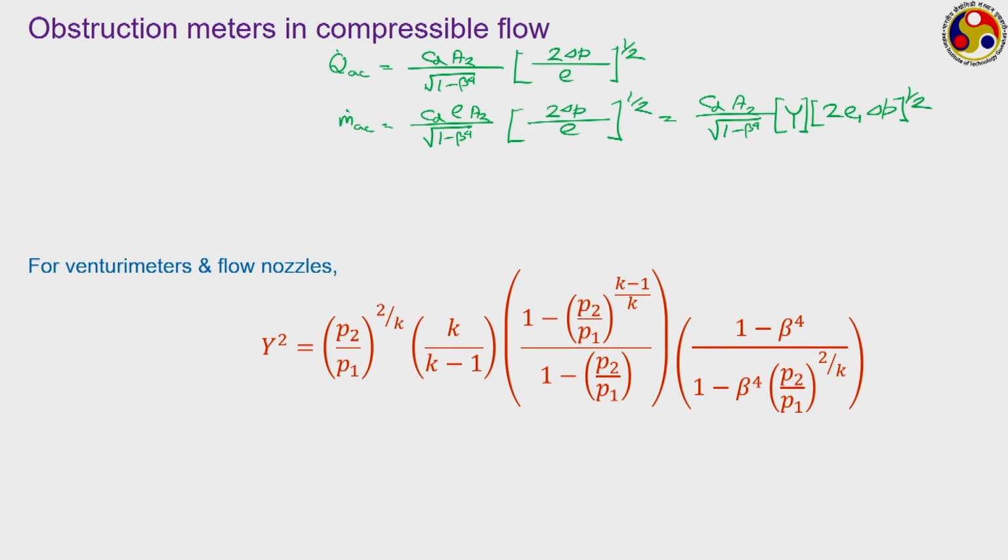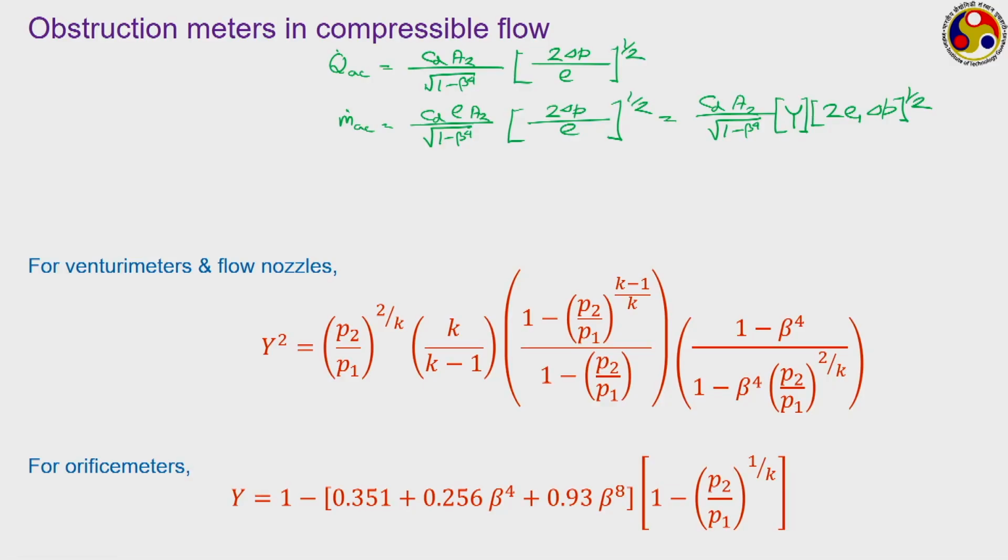You can easily derive this one following the isentropic flow situation in compressible flow theory, you can refer to any standard books on fluid mechanics to get the source of this particular derivation. For orifice meters, however, we depend on an empirical relation, of this particular form, where P2 and P1 are the downstream and upstream pressures respectively.